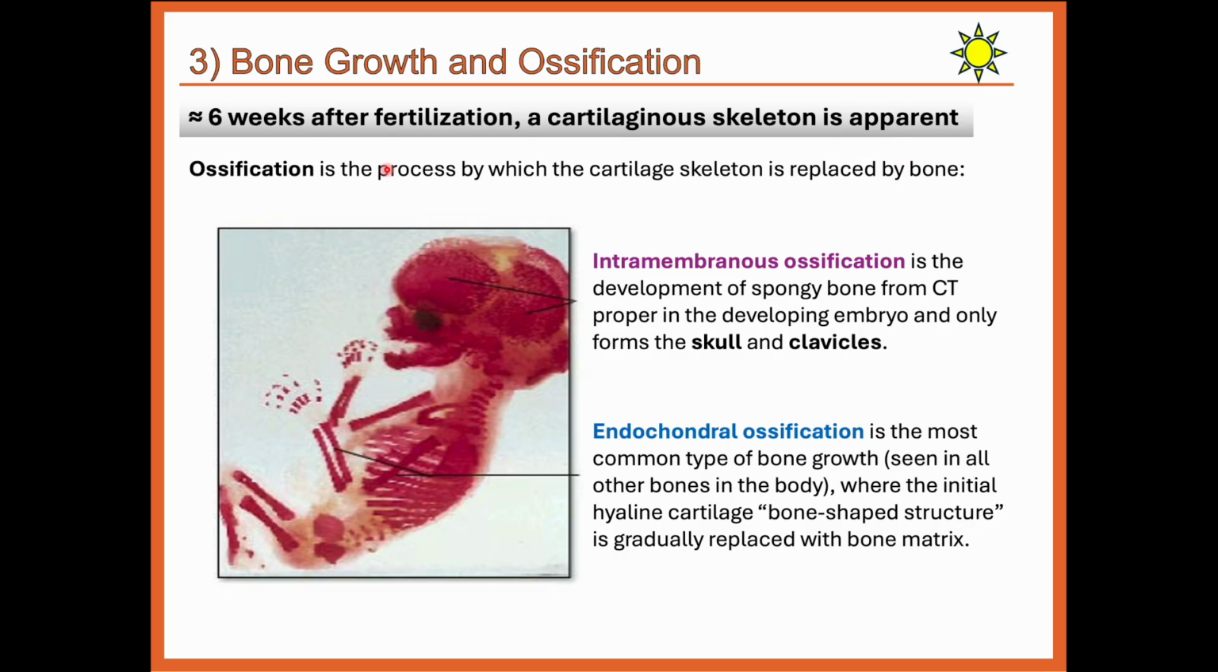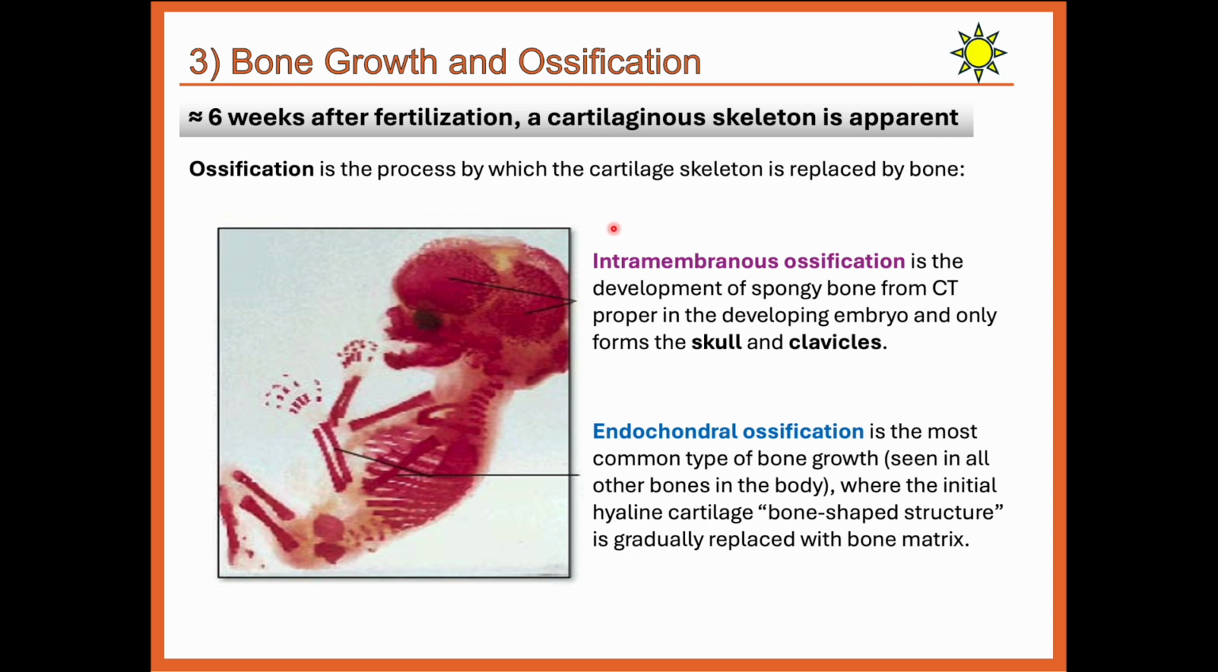When we're in a fetus, at week 6, our bones are all made out of cartilage. It's this whole cartilage skeleton, and slowly it starts to ossify. It starts to become bone. It transfers from cartilage to bone. Ossification is the process by which the cartilage skeleton is replaced by bone.